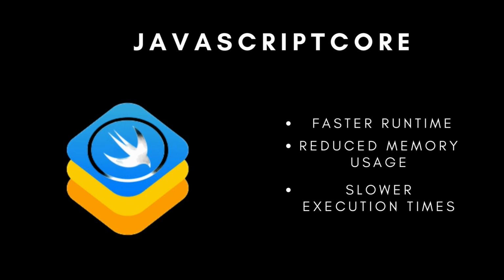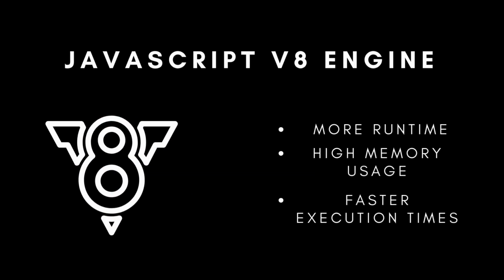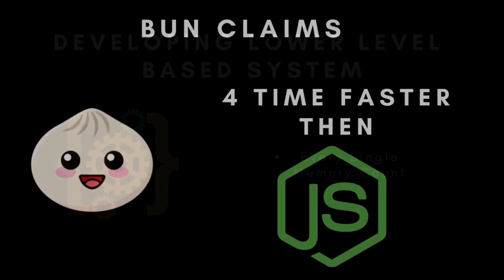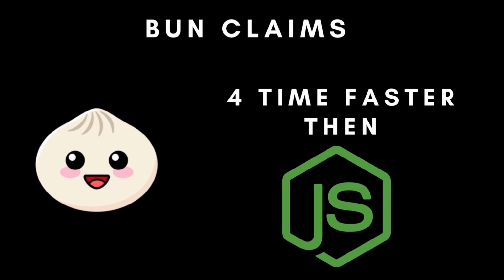But on the contrary, V8 has fast execution time and runtime optimization, but a huge amount of memory consumption. And when it comes to developing low level languages, you need every single bit of memory, and that is where Bun shines. Bun claims that it is 4 times faster, and it showed it in its results. In the next part of the video, you will see how much faster it is as compared to Node.js.